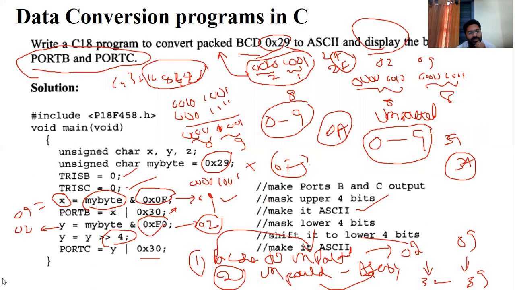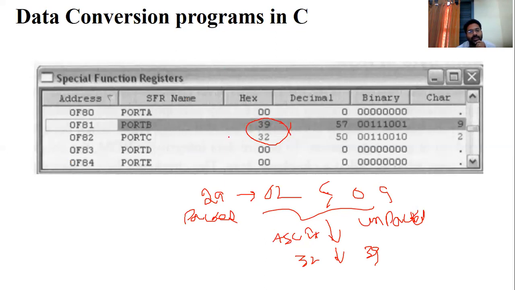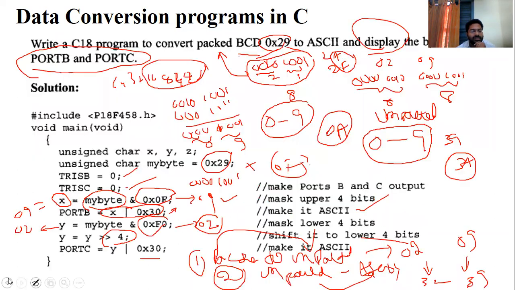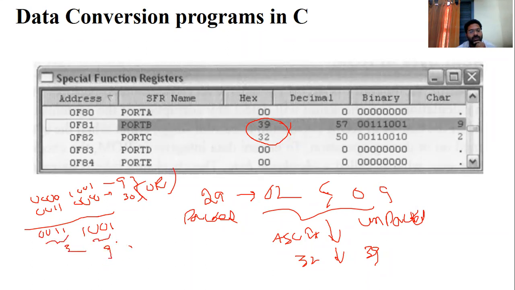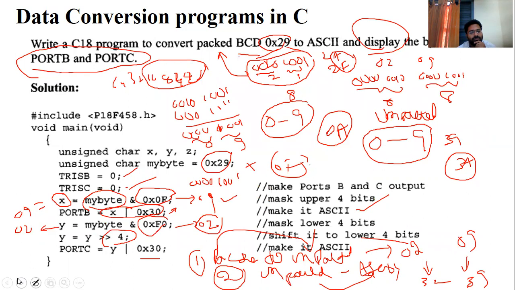That's why they perform the XOR operation on X. See this, how we get the 39. What is the value of X? X is 9, 0000 1001. You perform it with 30, which is 0011 0000. What is the XOR operation? 0011 1001. So this is 3, this is 9. Simply, this is converted into ASCII. I hope you understand the logic behind this. Simple operations.